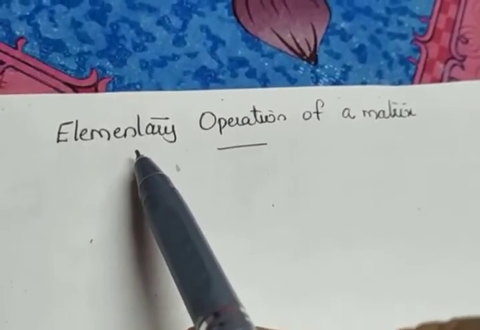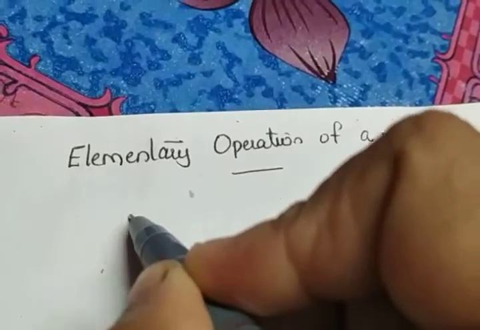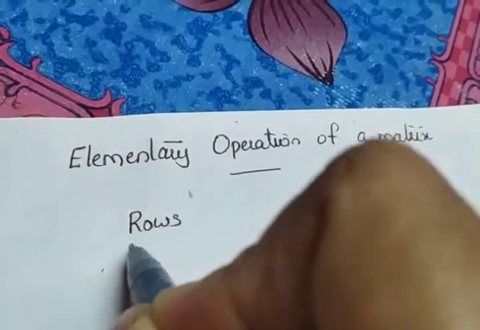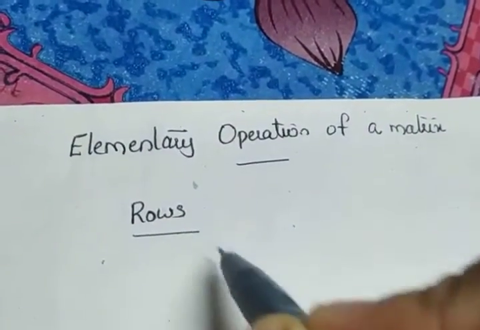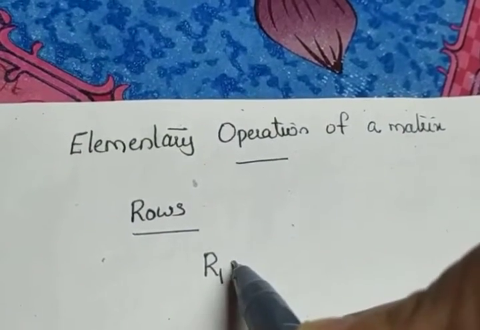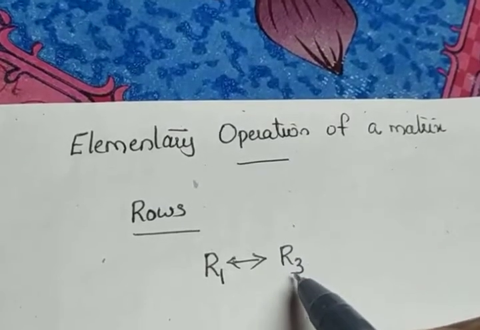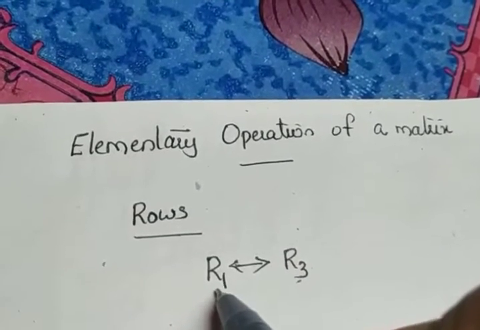Now we are going to deal with elementary operations of a matrix. We are going to deal with the elementary operations related to the rows. In the case of rows, two rows can be interchanged. If I am taking R1 and R3, R1 can be changed to R3 and R3 can be changed to R1.